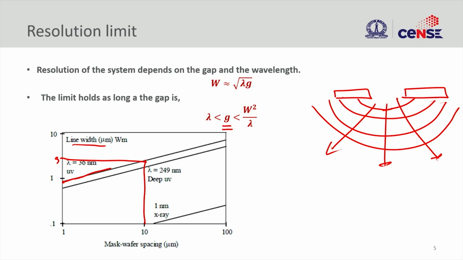So you should be careful in choosing the right spacing, right, and there is a limit to that. There is a limit to the spacing, and the spacing should be greater than your wavelength, and it should be less than your mask width. So this is your width and your wavelength, right. So W square over lambda is your upper limit, and then lambda is your lower limit, right. So one should be cautious about choosing the right gap, right.